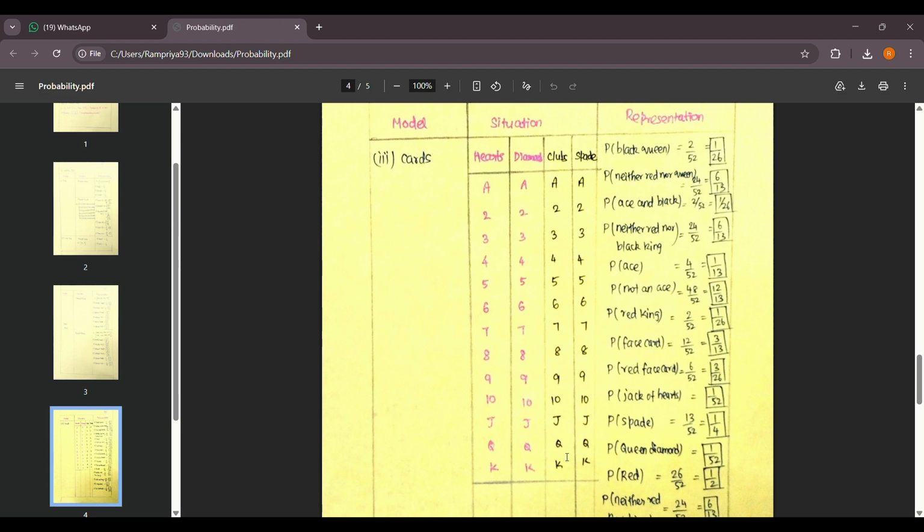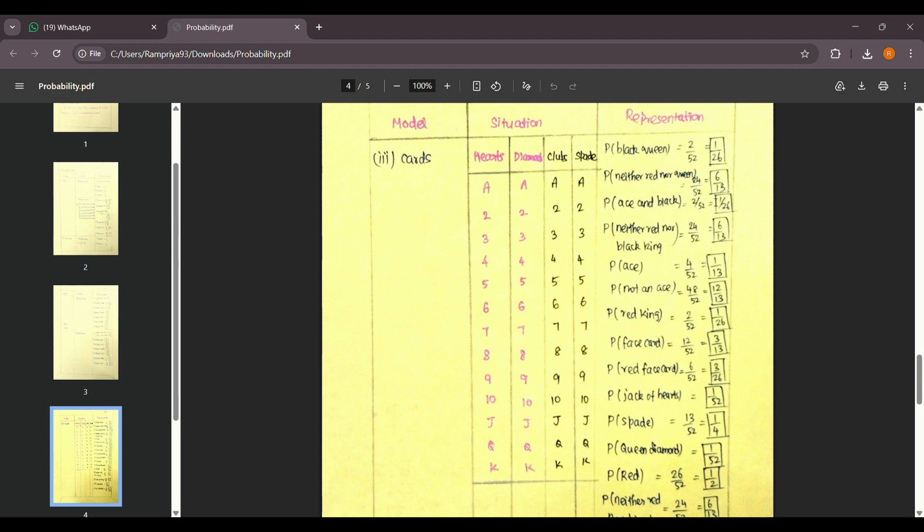Probability of black queen. Black queen means you have 2 out of 52. So 2 by 52, which is 1 by 26. Neither red nor queen. No red should be there. So only black. Black has 26, but you have two queens in black. Since queen should not be there, you have to subtract 2. So 26 minus 2 is 24 by 52. So you get 6 by 13.